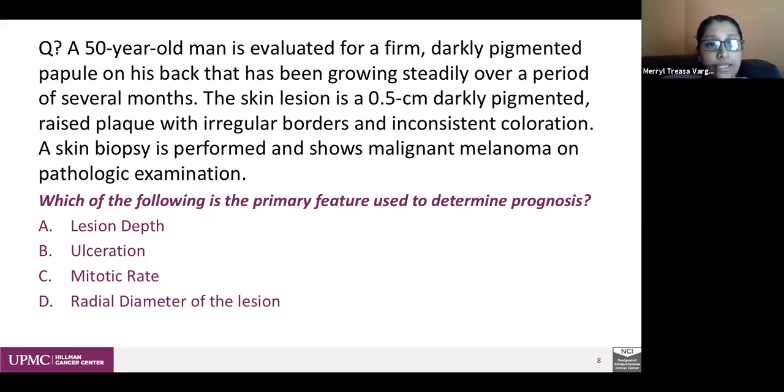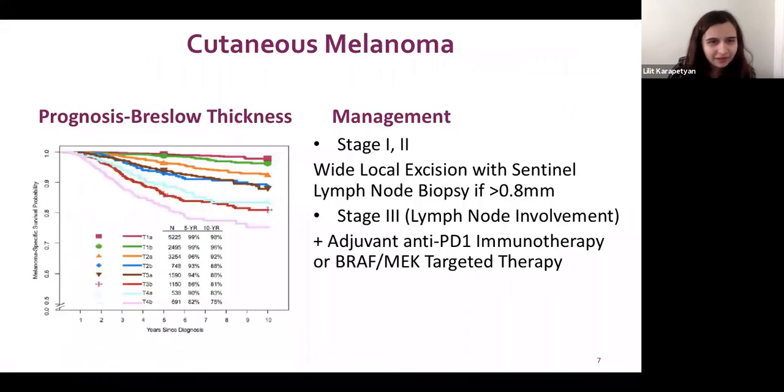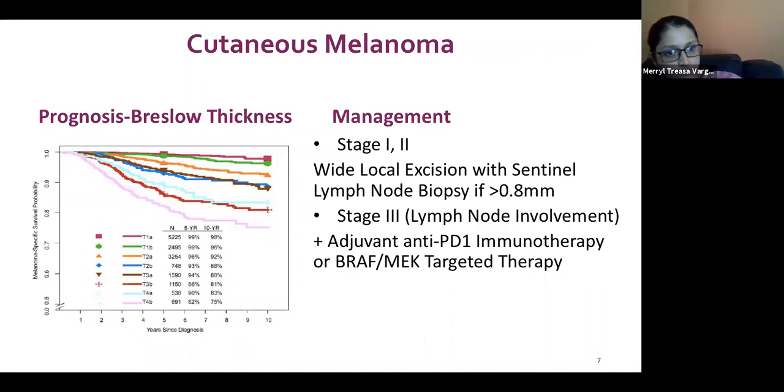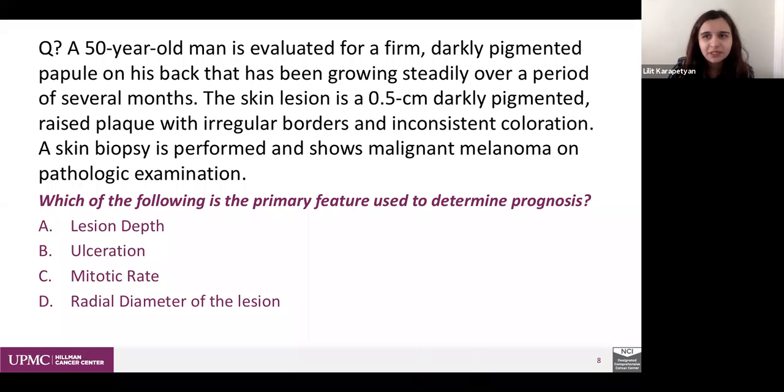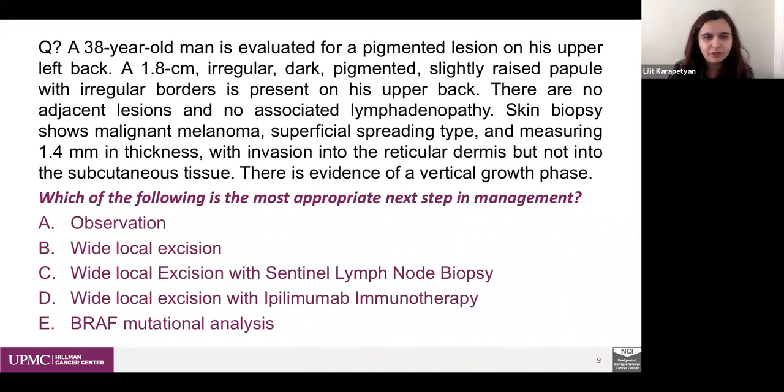So it's lesion depth. That's correct. So you're absolutely correct. See, if we go back, this is the answer. So you see that much thicker melanomas have a low probability of melanoma specific survival. Absolutely correct. So this is a mix-up question. Next question.